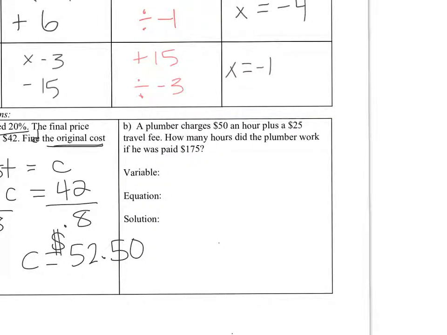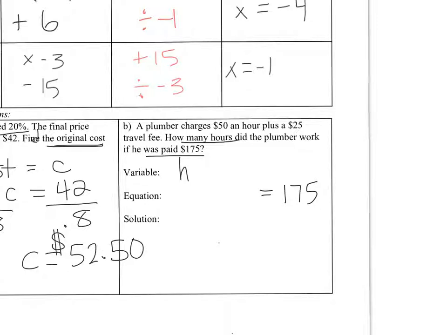Okay, letter B, a plumber charges $50 an hour plus a $25 travel fee. How many hours did the plumber work if he was paid $175? So the variable is how many hours did they work. So the variable is H for hours. The equation, so he was paid $175, so that's my total.